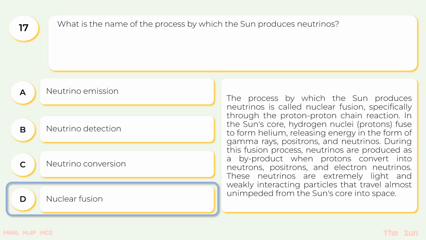In the sun's core, hydrogen nuclei, that is protons, fuse to form helium, releasing energy in the form of gamma rays, positrons and neutrinos. During this fusion process, neutrinos are produced as a byproduct when protons convert into neutrons, positrons and electron neutrinos. These neutrinos are extremely light and weakly interacting particles that travel almost unimpeded through the sun's core into space.